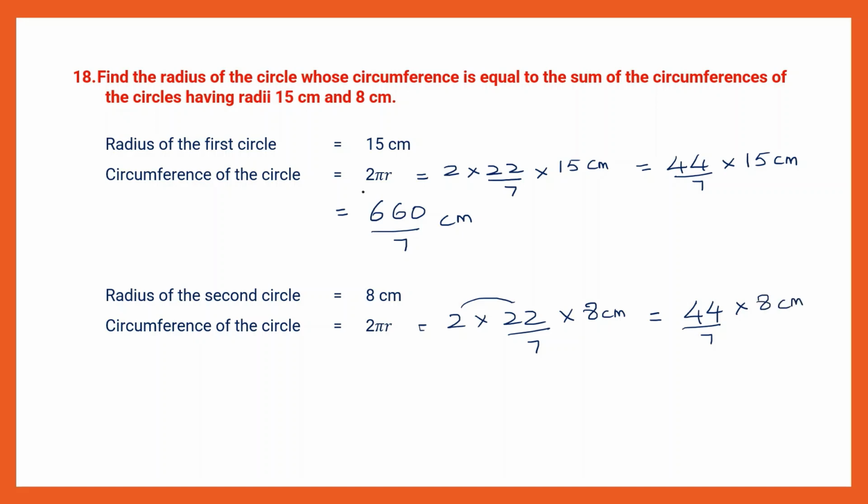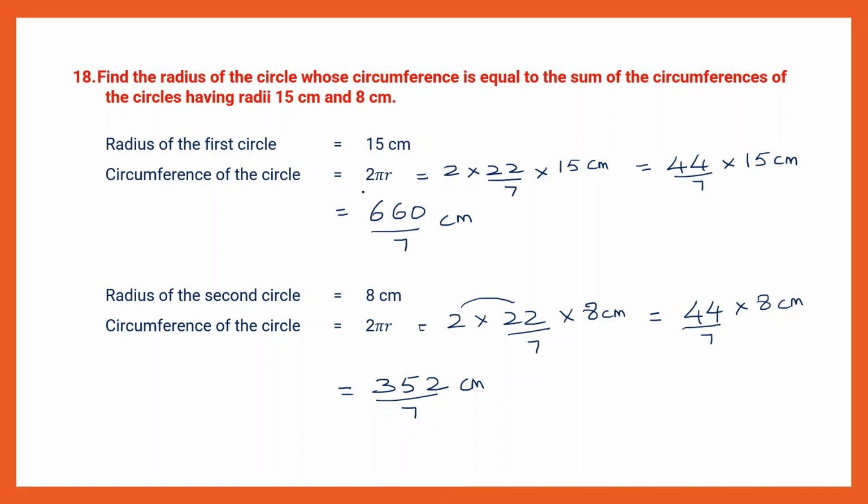So let's multiply 44 into 8. 8 fours are 32, carry 3. 8 fours are 32, 33, 34, 35. So here we have found the circumference of the second circle also, 352 by 7 centimeters. Now let's go back to the question. The question says, find the radius of one circle. Which circle is that? Whose circumference is equal to the sum of the circumferences of these two circles.